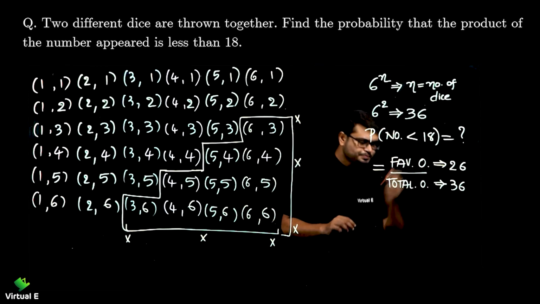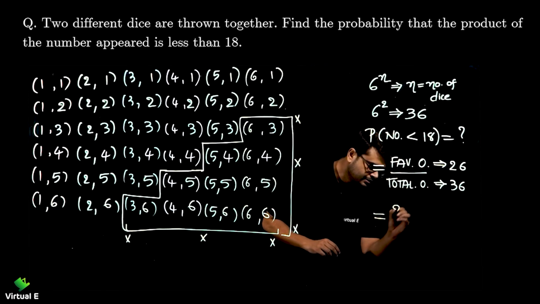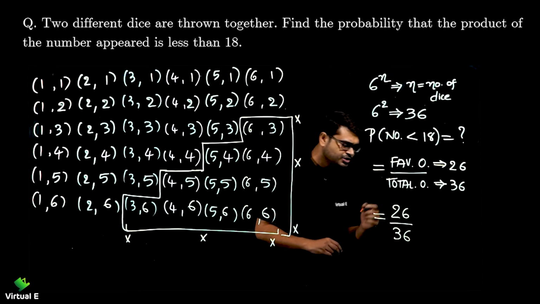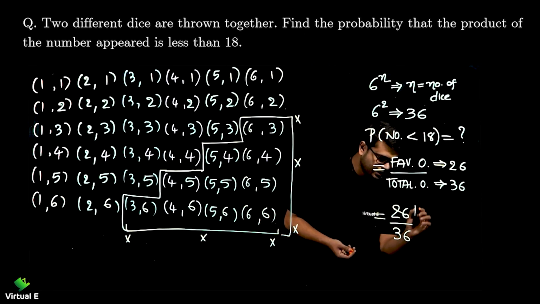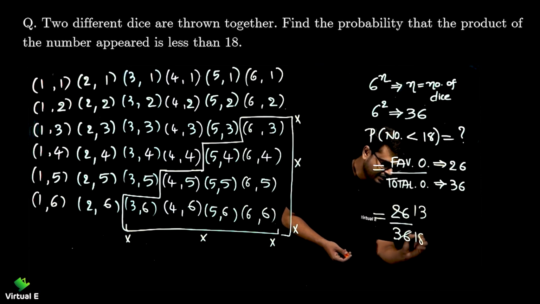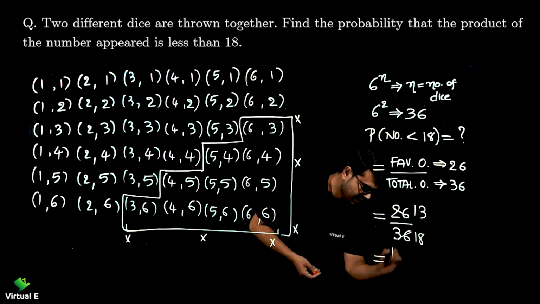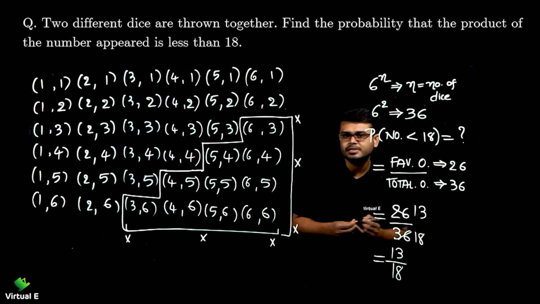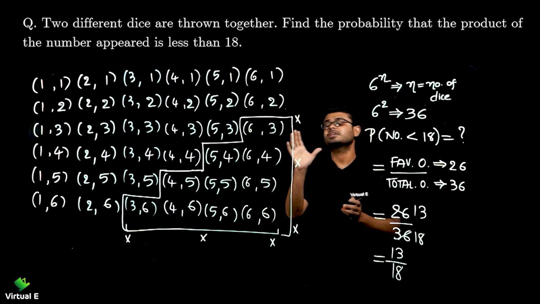So probability is 26 over 36. So let's do cancellation. I think we can do that. 13 2s are 26 and 18 2s are 36. So probability is 13 over 18. Simple, right? Remember, this is the case of product.